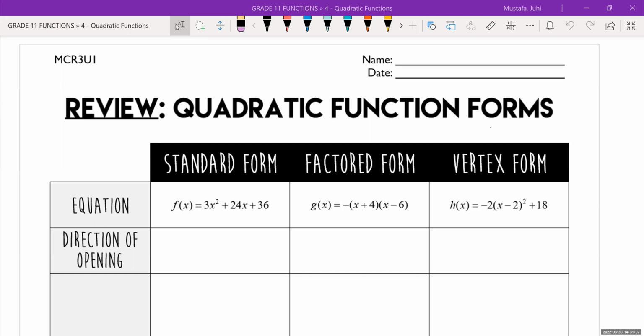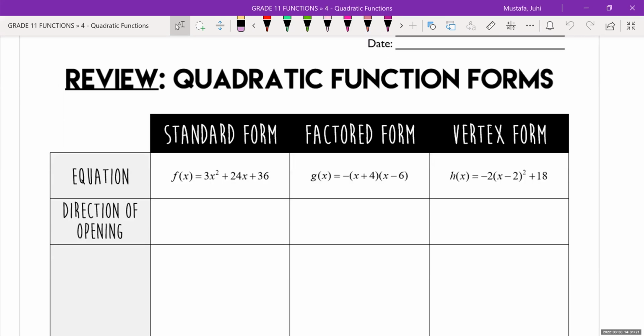So you can see at the top of the page, I have the quadratic function written in 3 different forms: standard form, factored form, and vertex form. And for each of those forms, we're going to be answering the following questions. So remember, when you graph these different forms, you end up getting the shape of a parabola, right? So you're always envisioning a parabola when you're thinking of these questions.